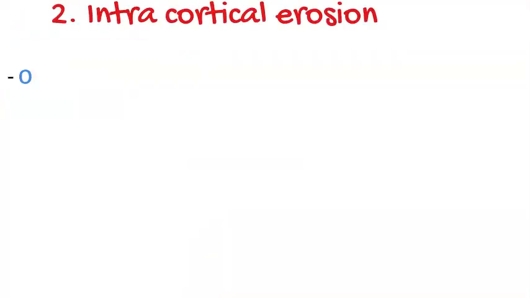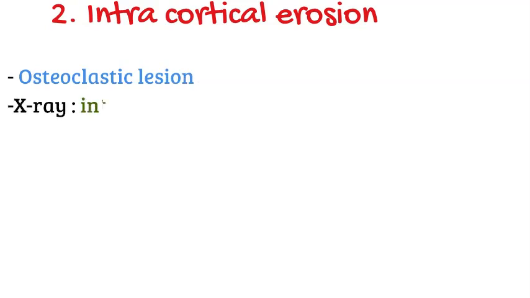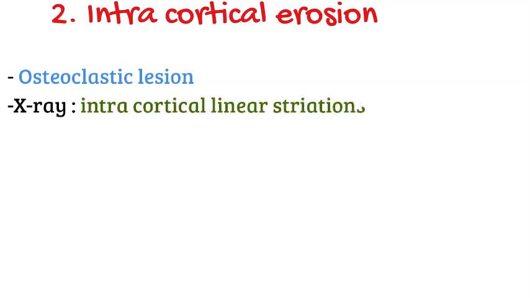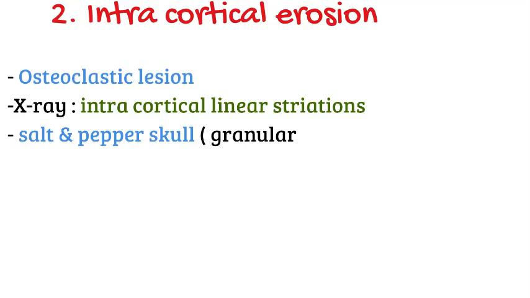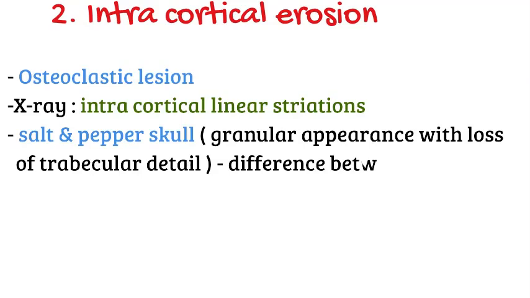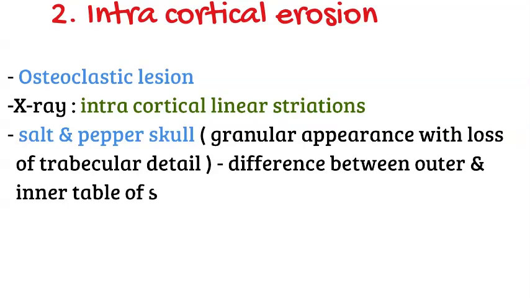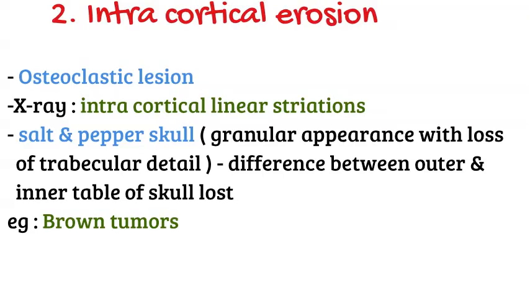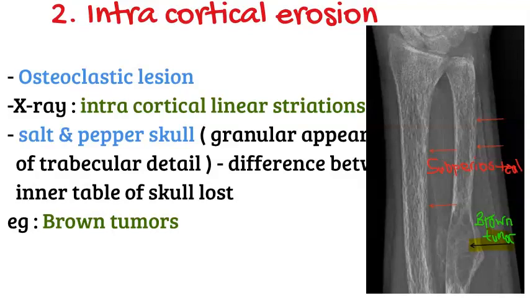Number 2, intracortical erosion. It is an osteoclastic lesion. The X-ray will show an intracortical linear striation, salt and pepper skull, granular appearance with the loss of trabecular detail. The difference between the outer and inner table of the skull is lost. Example is the brown tumor. This left radius and ulnar X-ray shows the brown tumors, black arrow in the ulnar, with subperiosteal resorption seen by the red arrow.